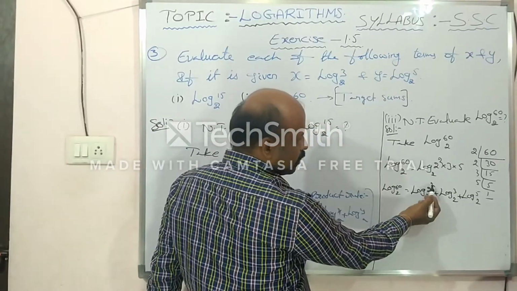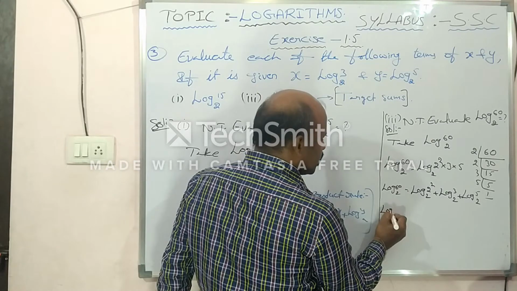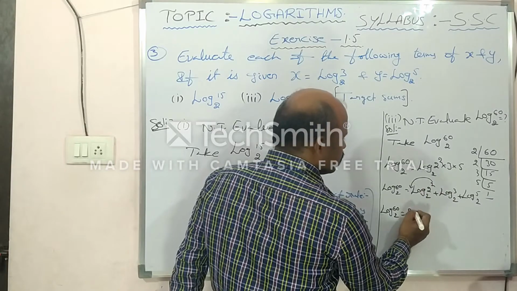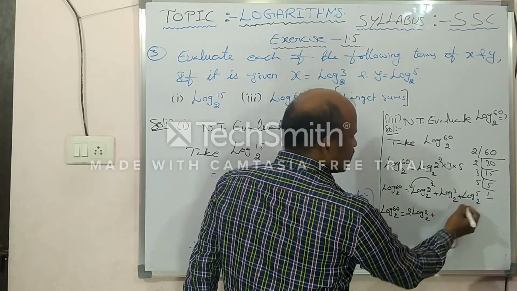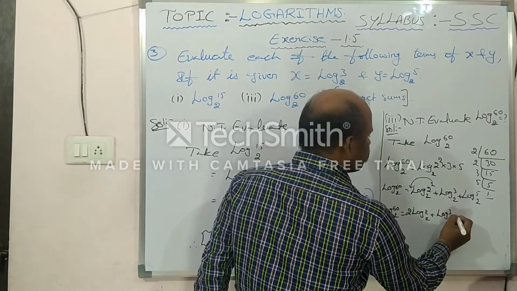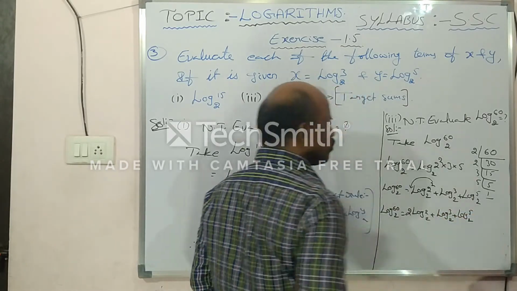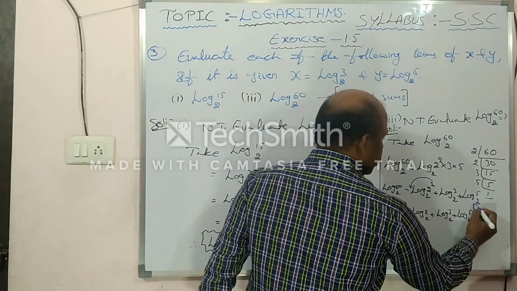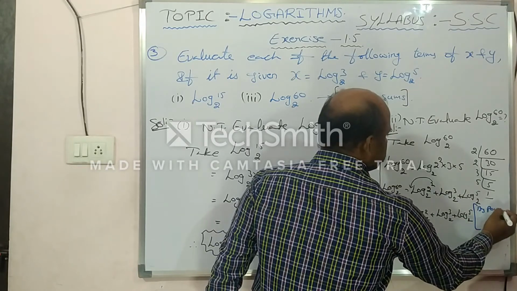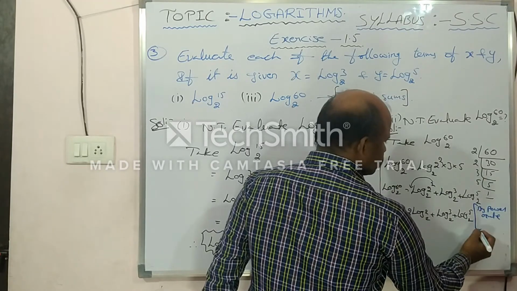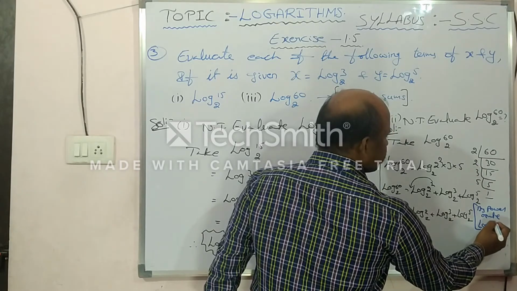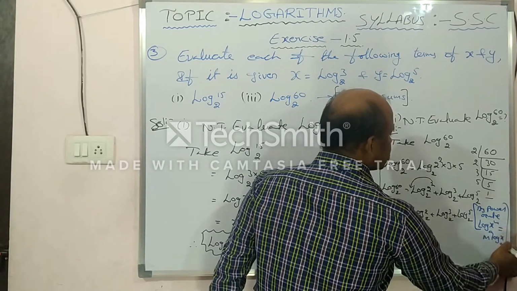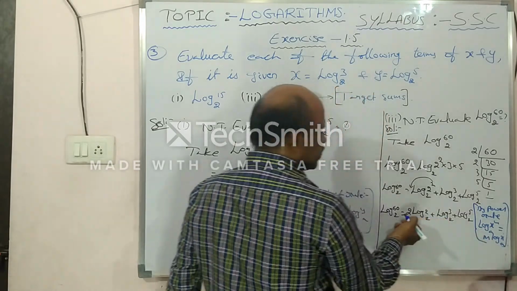Then again you observe over here, power formation is there. Log 60 base 2 is equal to, here power formation is there. This 2 I am going to write here, 2 log 2 base 2 plus this one as it is, log 3 base 2 plus log 5 base 2. Here which rule did I use? Power rule. By power rule, log x power m base a is equal to m log x base a. By using this formula I split it like this.